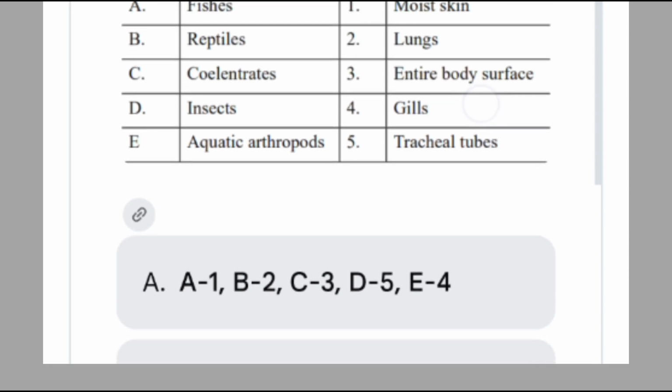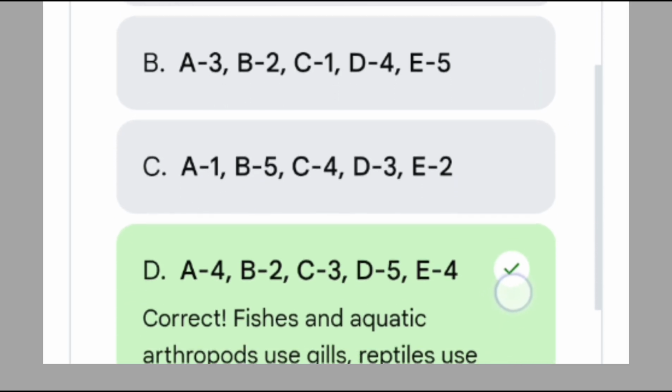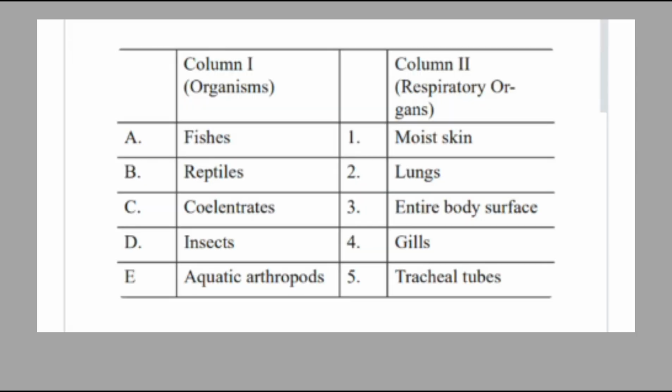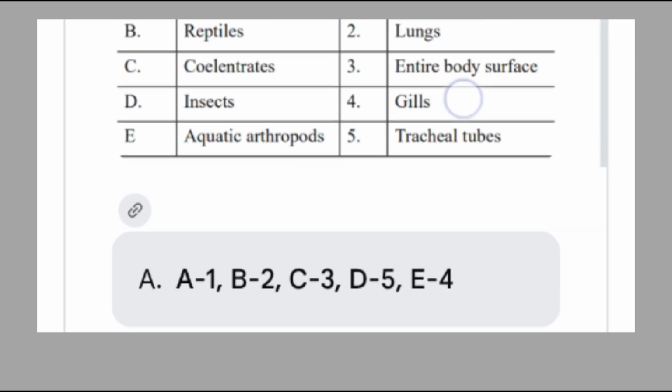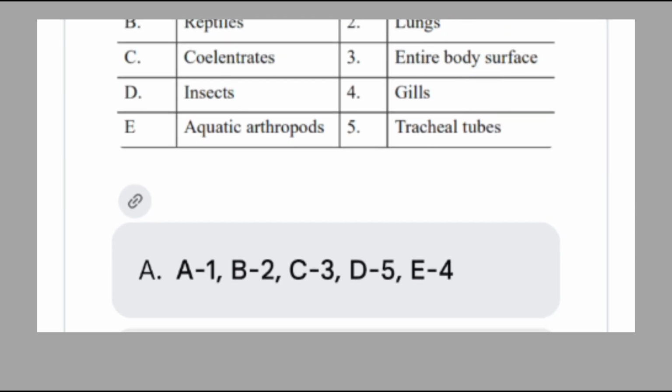Whereas for B, reptiles, we can see that they respire through their lungs, and the coelenterates respire through the entire body surface, whereas insects respire through their tracheal tubes, and aquatic arthropods respire through the gills. Fish and aquatic arthropods use the gills, whereas reptiles use the lungs, coelenterates respire via the entire body surface, and insects utilize a system of tracheal tubules.